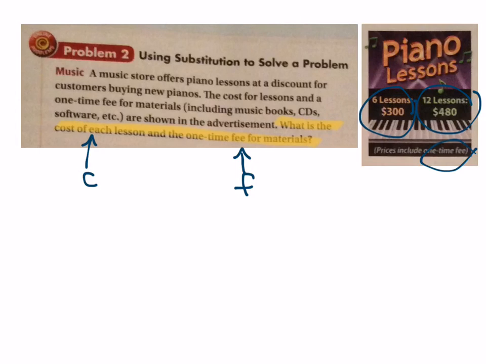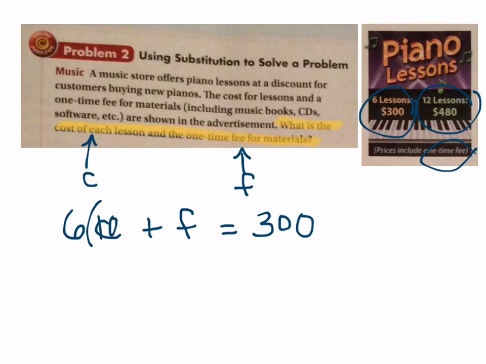All right, so we have 6 lessons. Each one costs C dollars, whatever that is. All right, and then you add in the one-time fee, and then altogether that equals $300. All right, so like if the cost of a lesson was $10, then you'd have 6 times 10 here, and then whatever this fee is that makes that equal 300.